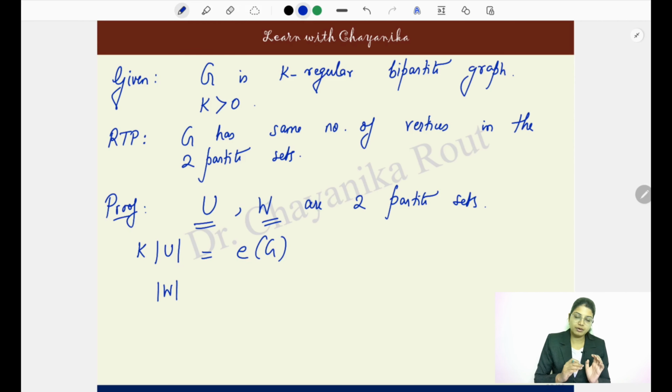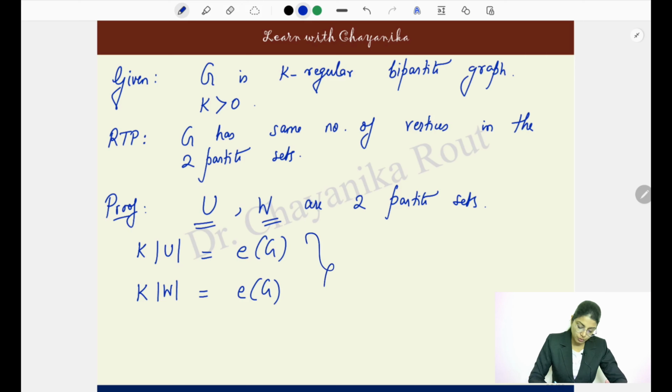So, if we sum up the degrees of all the vertices of this partite set W, we get k plus k plus k. How many times? As many vertices as there are in W, and there are cardinality of W number of vertices. So, we have the sum of degrees as k multiplied by cardinality of W. Now, this will also give us the same size of the graph G.